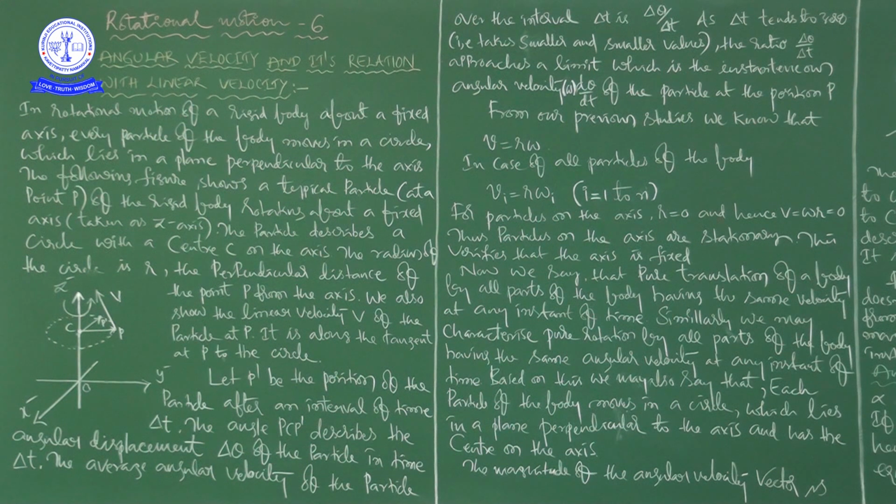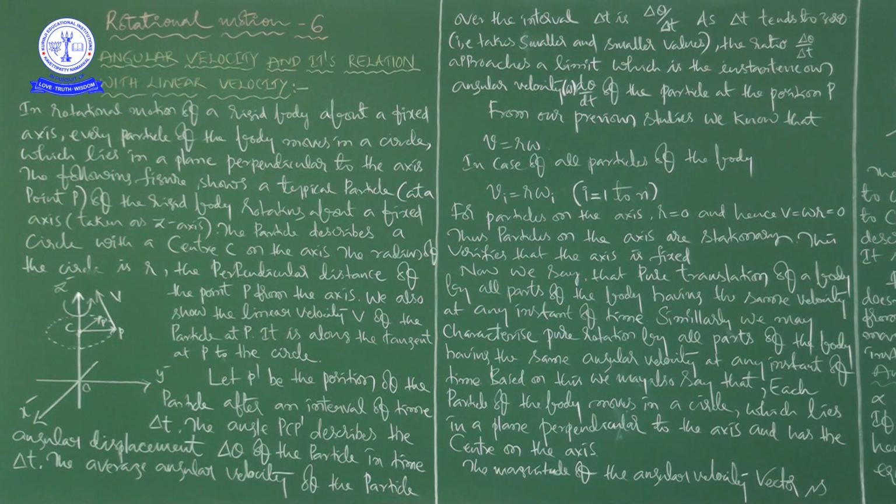That is what the ratio delta theta by delta t approaches a limit, which is the instantaneous angular velocity. In symbol, it is what? Omega. So here also it is there, not only here, right? Just simply I have written there. A symbol omega we are using to represent angular velocity.